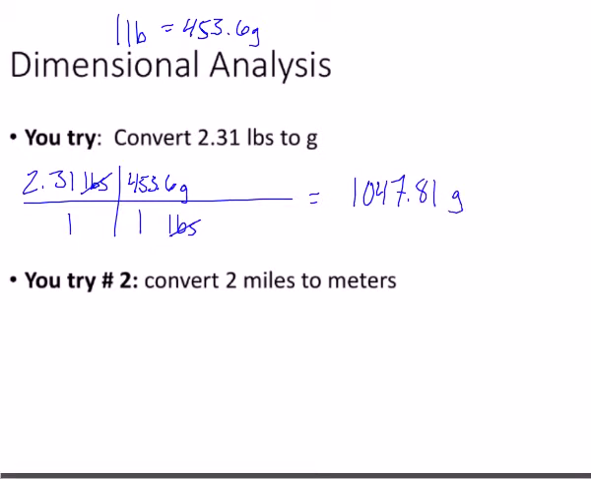Okay. Now, is that proper sig figs? No. How many sig figs did my original number have? 3. So I'm going to look here at this number. 1, 2, 3. The fourth number then is what I'm going to look to round. Am I rounding up or down? This is going to go up, so my final answer will be 1,050 grams.